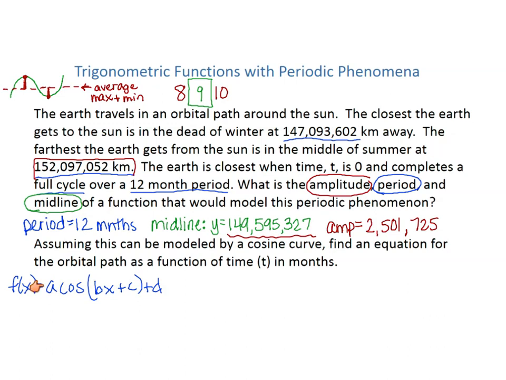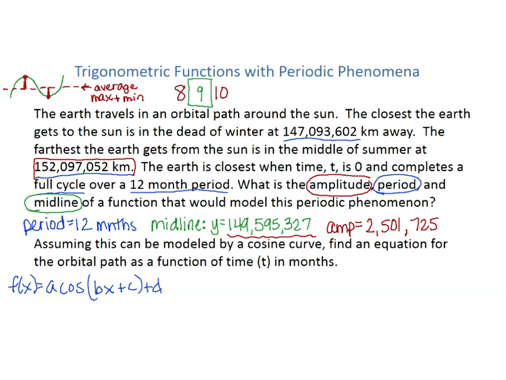So which of these do we have? Well, we have the amplitude, which goes right here. We're not shifting left or right at all, so we don't need c. And we have d. Now, what we don't have is b, and we need that because we need to know the length of the period to get b. But we know that the length of the period is 12. So let's find b, and then we can fill everything in.